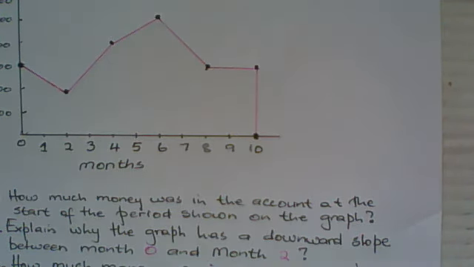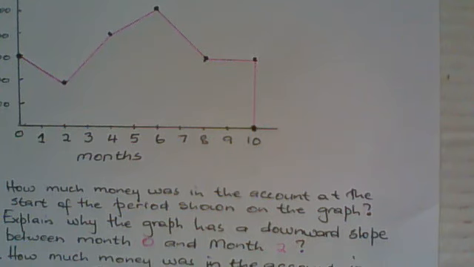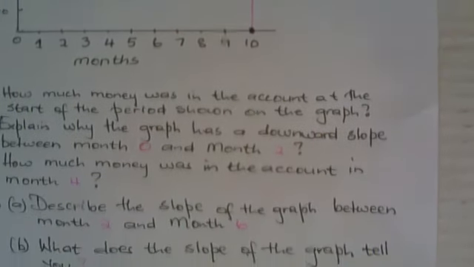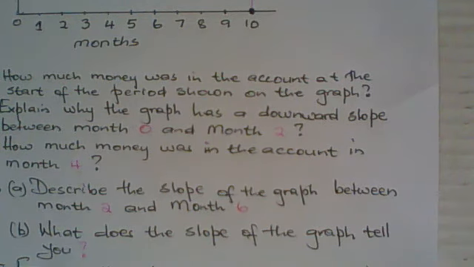Now the question said, describe the slope of the graph between month 2 and 6. It was an uptrend. It was an increasing trend. It was an increasing slope, a positive slope.